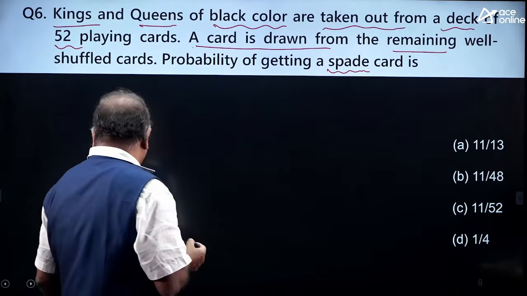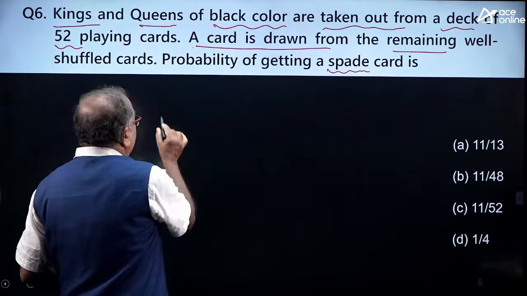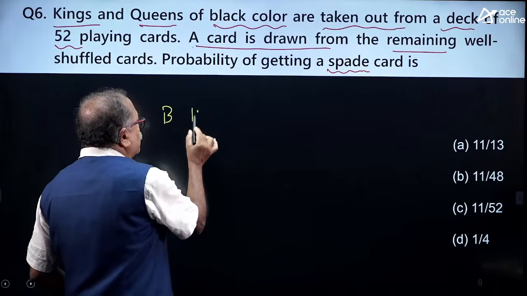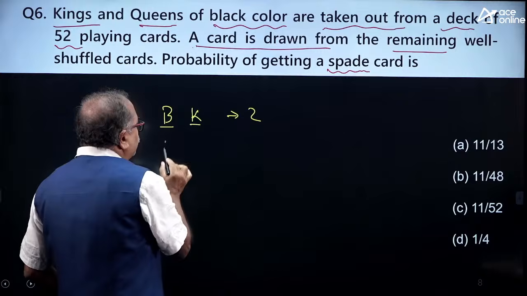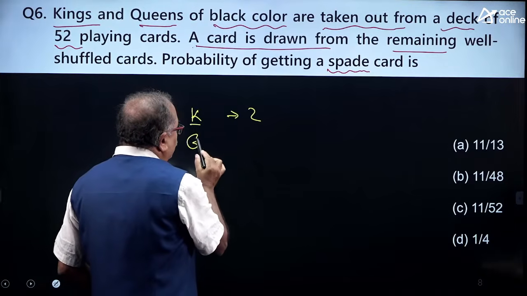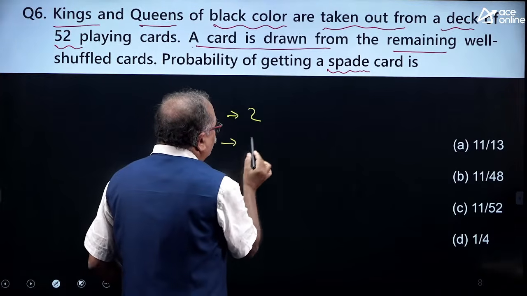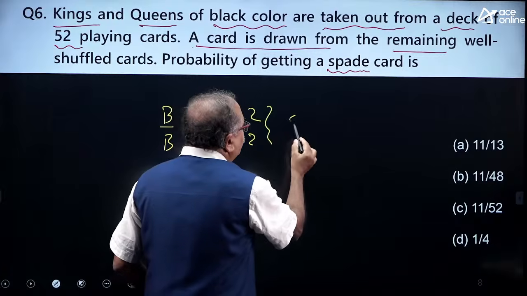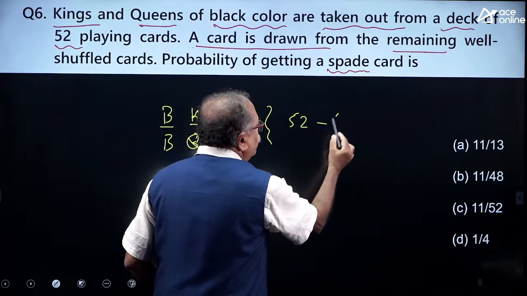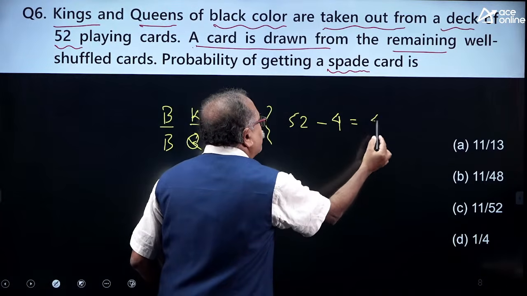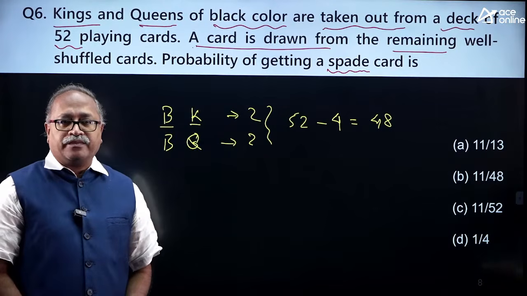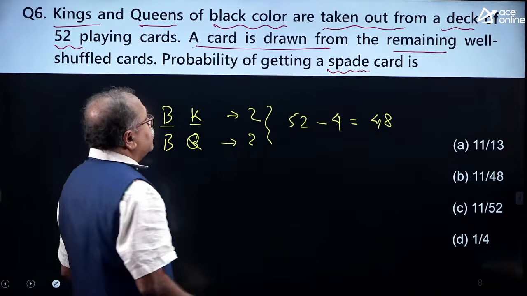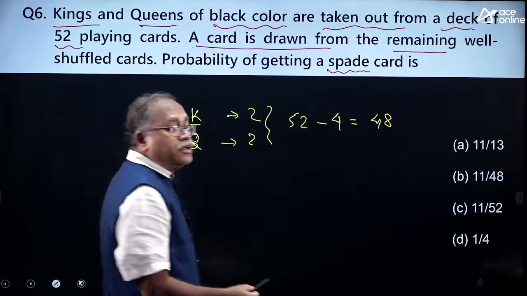I think there may be a small doubt so far as the card is concerned. So the black king, I am just writing BK, black king. So 2 you are removing, and the black queen, 2 you are removing. So out of 52 cards, if you are removing the 4 cards, then 48 cards are left. Total 48 cards are left.